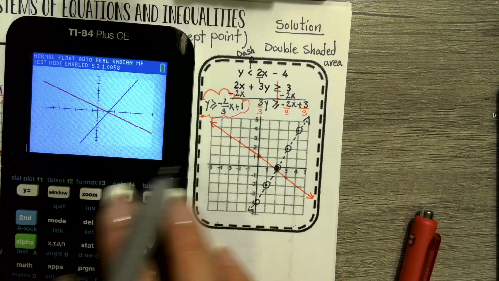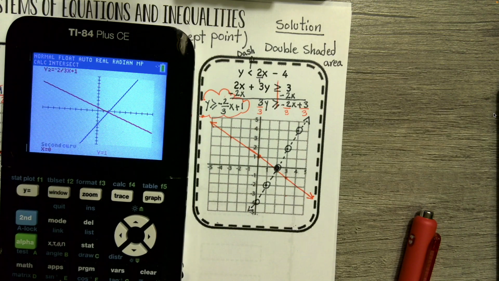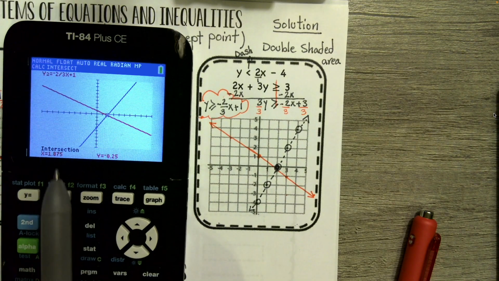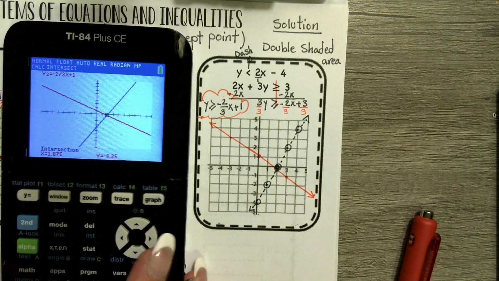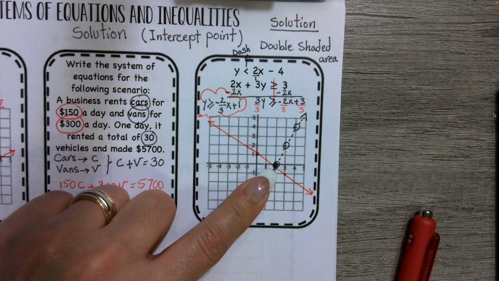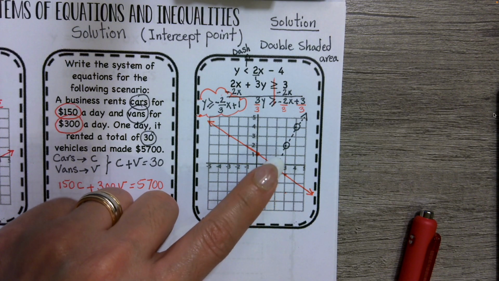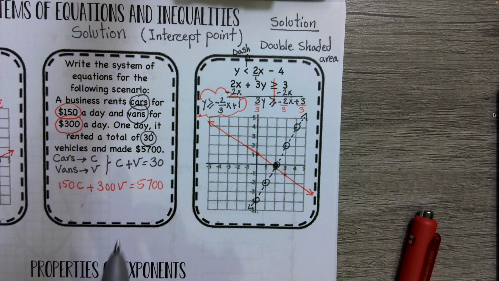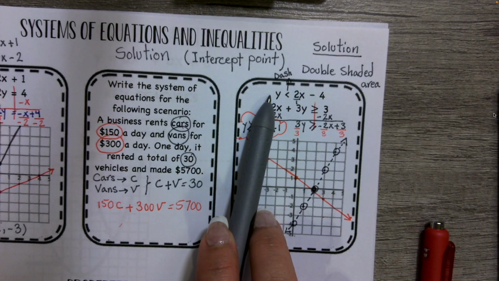So, second trace, 1, 2, 3, guess, yes. So there you go. It is at this point, okay? So, we're going to say the solution is at that point if it was an equal sign. But here, we're doing something else. I just wanted you guys to see the difference when we have an equal sign and when we have symbols like this.